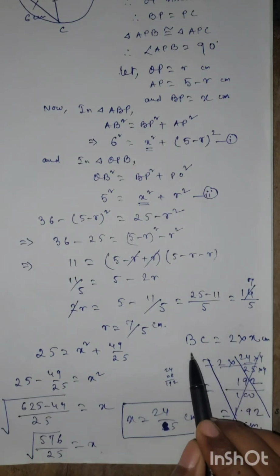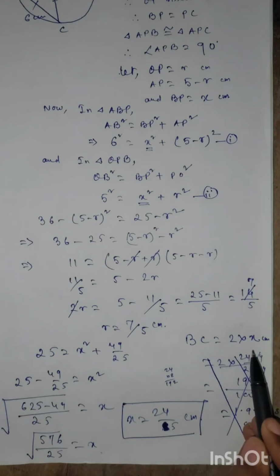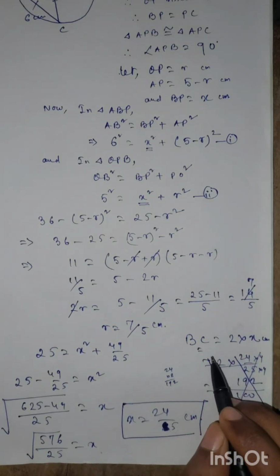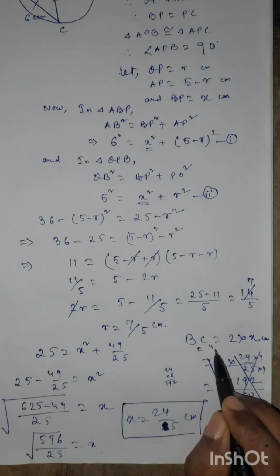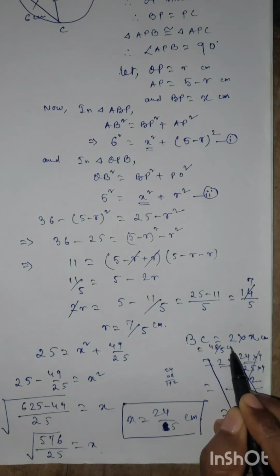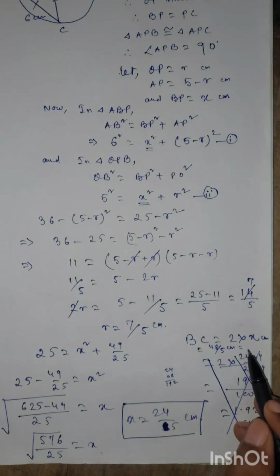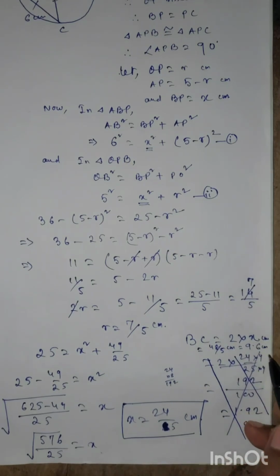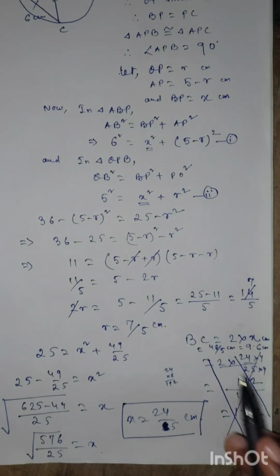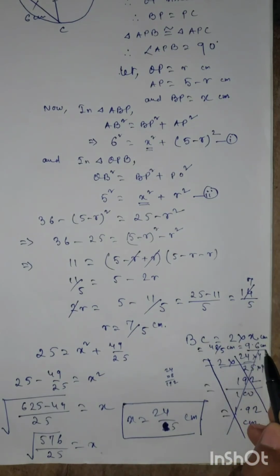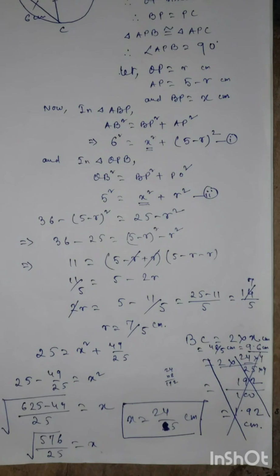Now we know BC equal to 2 into x. Therefore we can say BC is equal to 48 by 5 centimeter, which is equal to 9.6 centimeter. Okay, so this is our answer, 9.6 centimeter. Now let us do the next question.